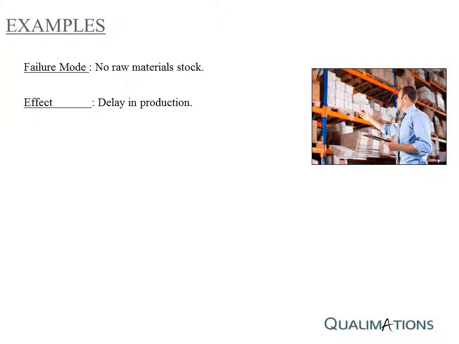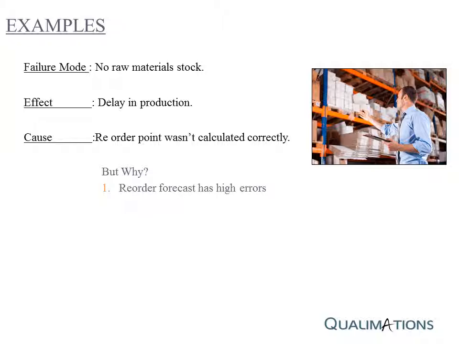In an inventory control case, the effect is that the production is delayed, but this happened because there was no raw material in the stock. The question to ask in this situation is, what is the cause of this failure mode and not the effect? Why was the reorder point not done correctly? Is it a calculation issue, or is it an understanding issue, or are there not enough data to support this service?